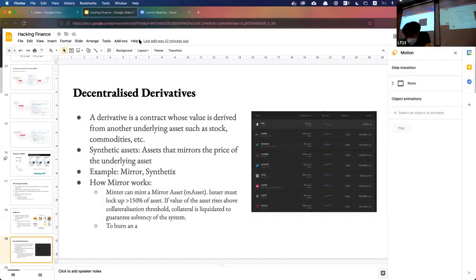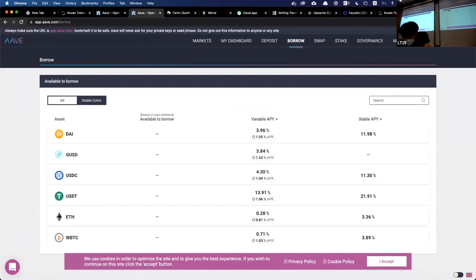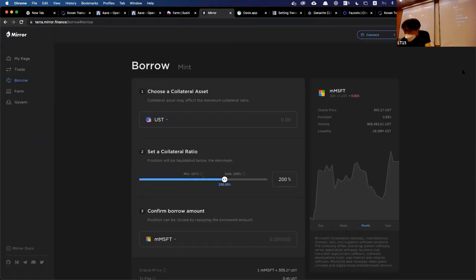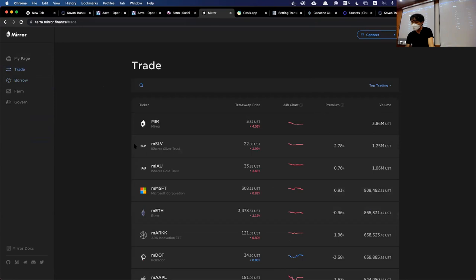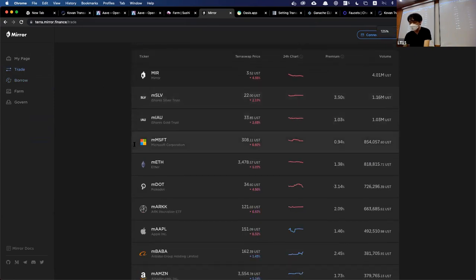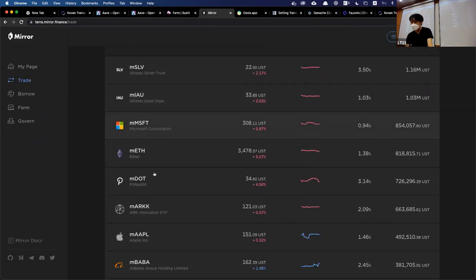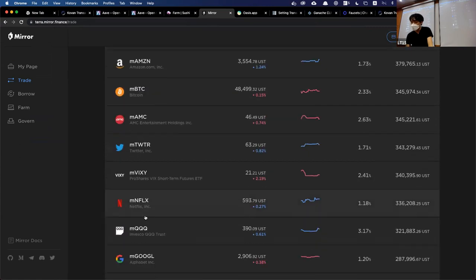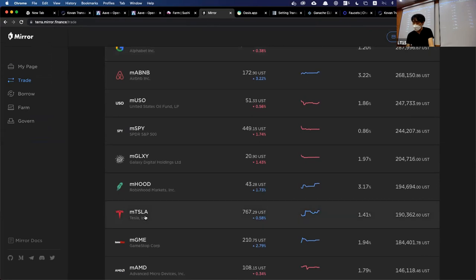So I'm just going to show you a quick example as to how a protocol will work. This is Mirror, which is a synthetic exchange. On Mirror, you can see that you can trade between different stocks in the market. Like Microsoft stock, you can trade against Apple. You can trade against maybe gold. I think there's gold somewhere here.